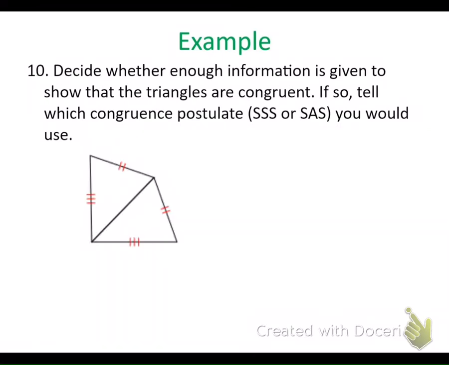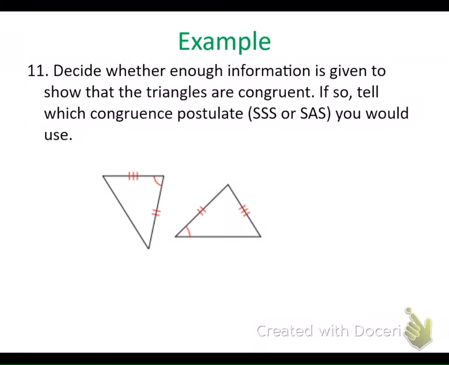This one, if we mark this as congruent, it would be side, side, side. This one over here, side, angle, side. This one is angle, side, side. So those two sides do not form that angle there. So this is a not enough info.